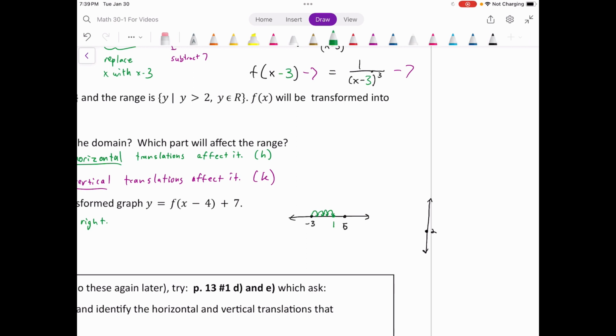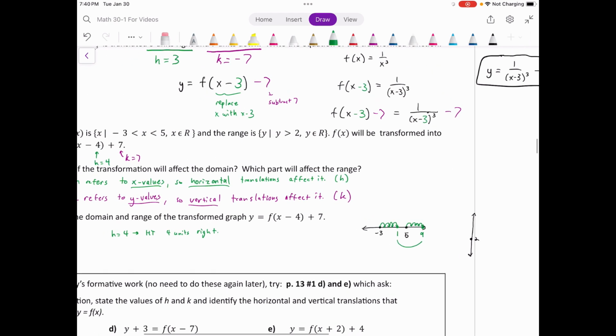Well, from 5, 1, 2, 3, 4. 5 plus 4, it's going to end up at 9. Okay, so we've shifted it. It used to be between -3 and 5, but by shifting everything to the right by 4, we've shifted the leftmost part of the domain to +1 and the rightmost part of the domain to +9.